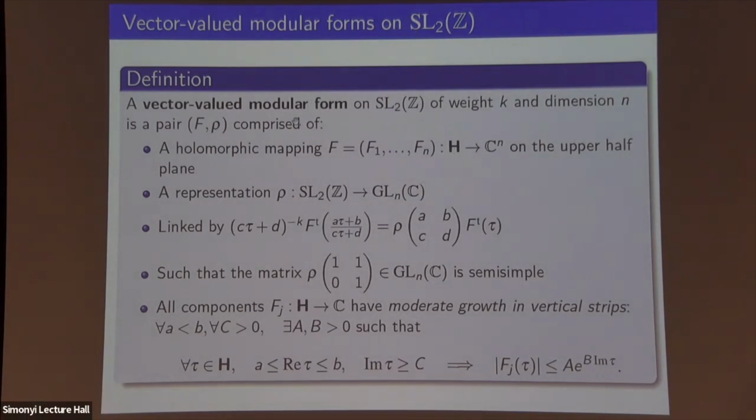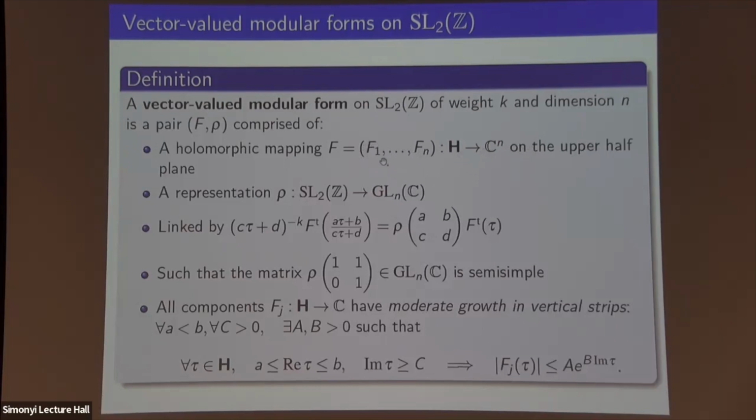Here we can restrict to the full modular group without loss of generality, because we can always induce from a finite index subgroup by raising the dimension n of this VVMF, vector valued modular form. And by definition, this is a holomorphic mapping. That means a tuple of holomorphic functions on the upper half plane.